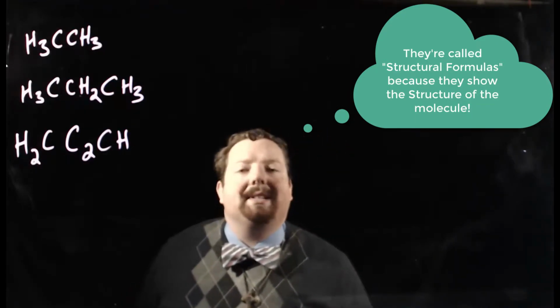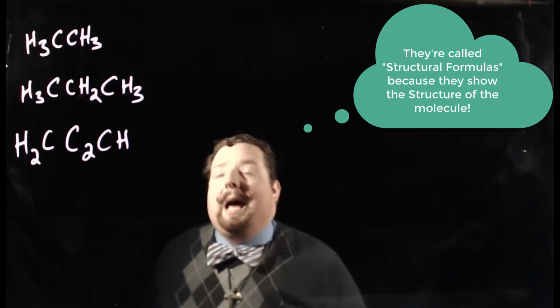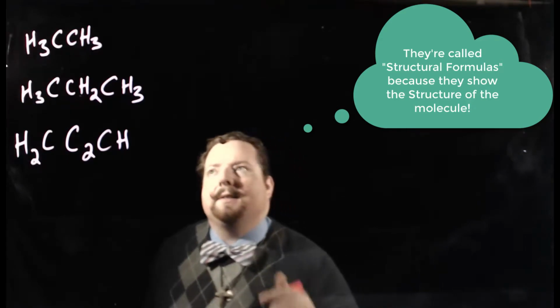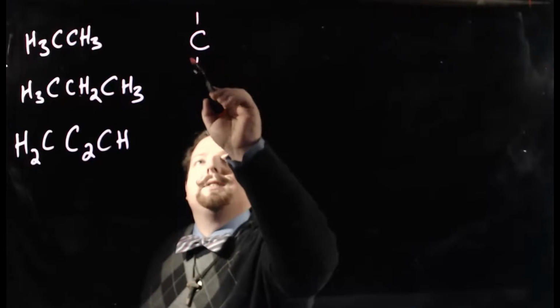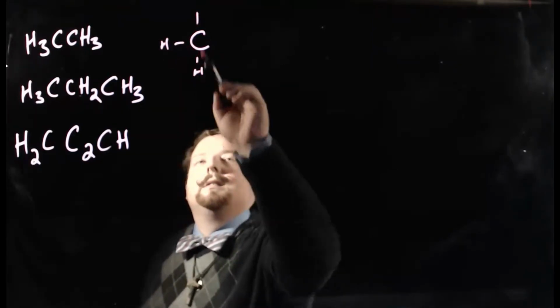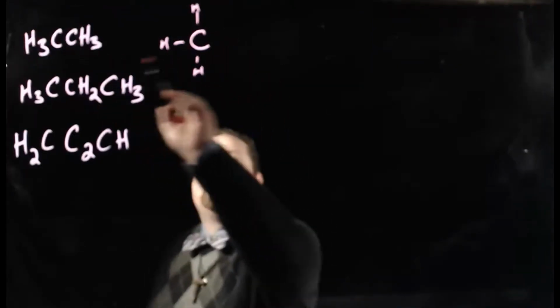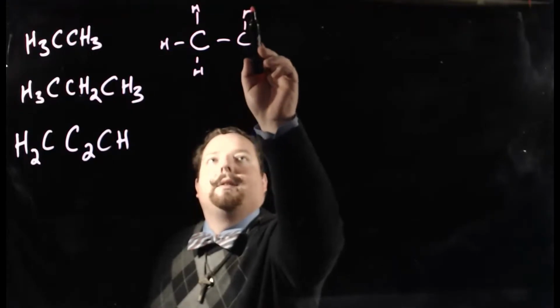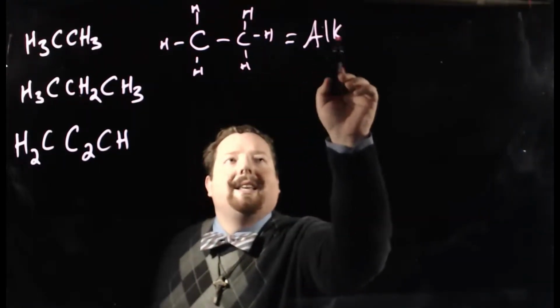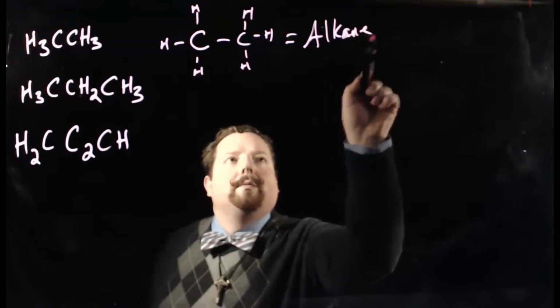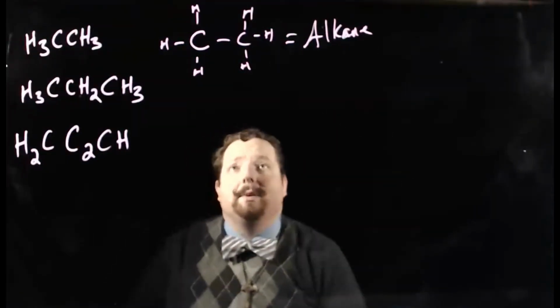So for H3CCH3, it happens to be ethane, if you're curious. We have a C with 3 H's, and it's attached to another C with 3 H's. So that is an alkane, because it has all single bonds between the carbons.